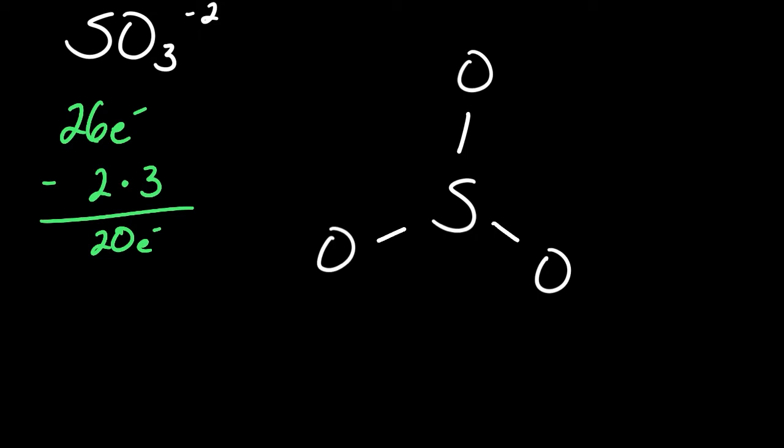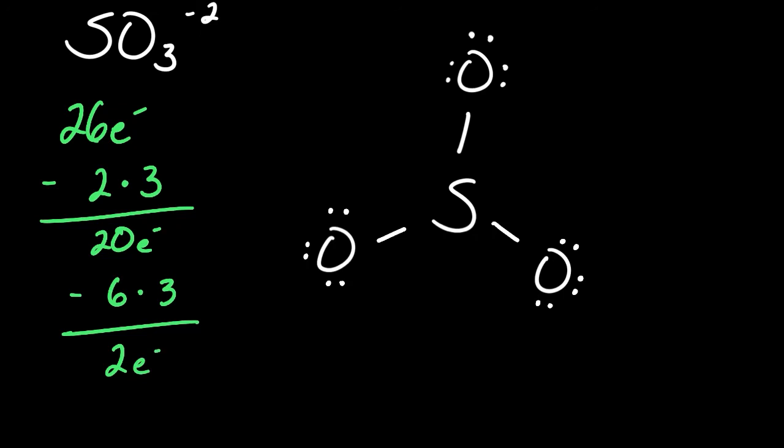Next, I'll complete the octet for the oxygens. Each oxygen is going to get 6 non-bonding electrons to bring it up to a total of 8. So 6 electrons on each oxygen uses 18 electrons out of our total. 20 minus 18 is 2. So I have 2 electrons remaining.